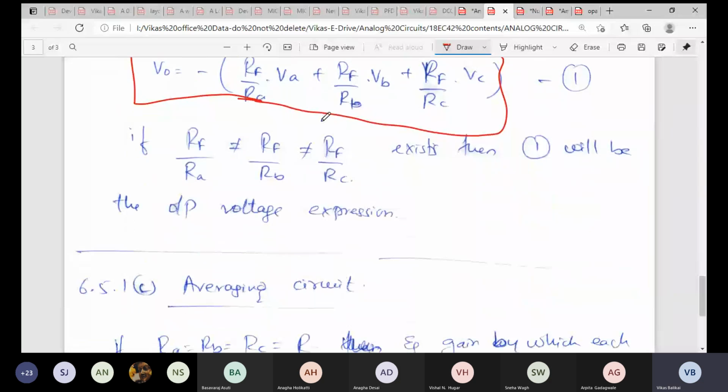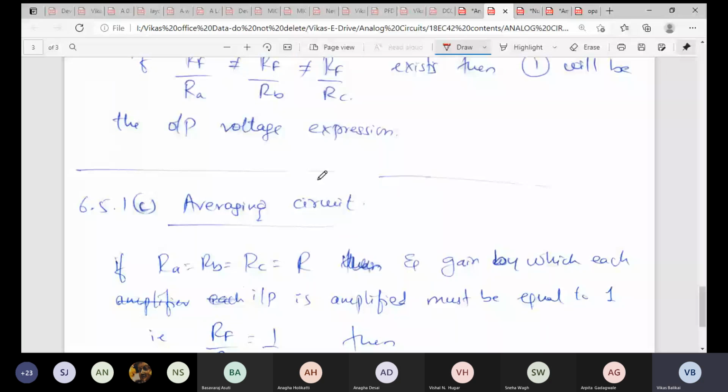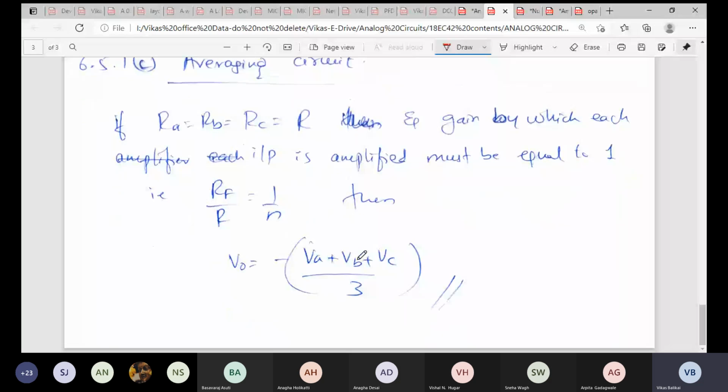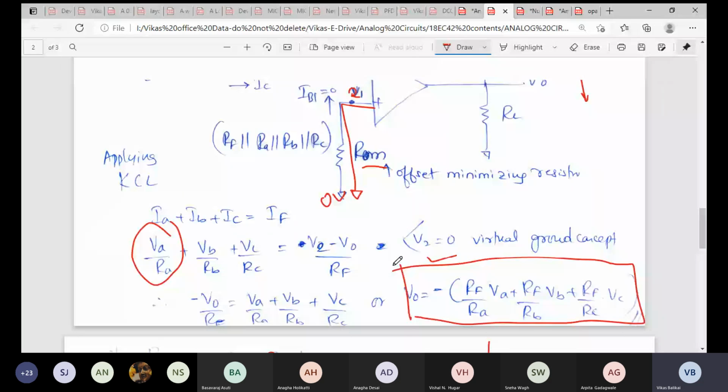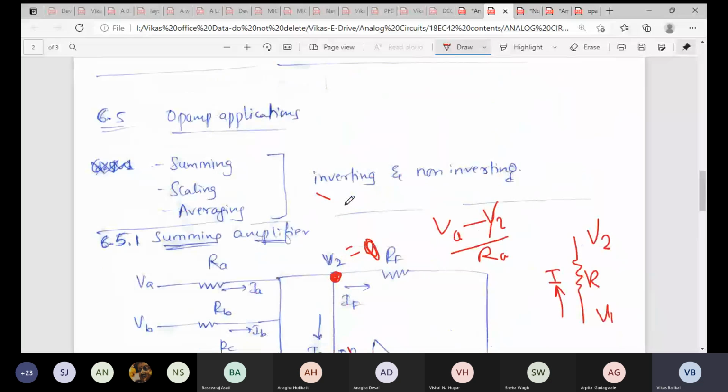And the last one, the averaging circuit. For the averaging circuit, I did the same: in the summing amplifier, RA, RB, RC are equal to R, and the input is amplified, and it should be equal to 1. The RF by R term is equal to N. N indicates there are 3 resistances and it will be divided by 3. So that gives you the averaging amplifier or averaging circuit. So the averaging circuit and the scaling amplifier are the extended versions of the summing amplifier, and all these are with respect to the inverting configuration. So that sums up some small 3 applications of the inverting amplifier configuration.